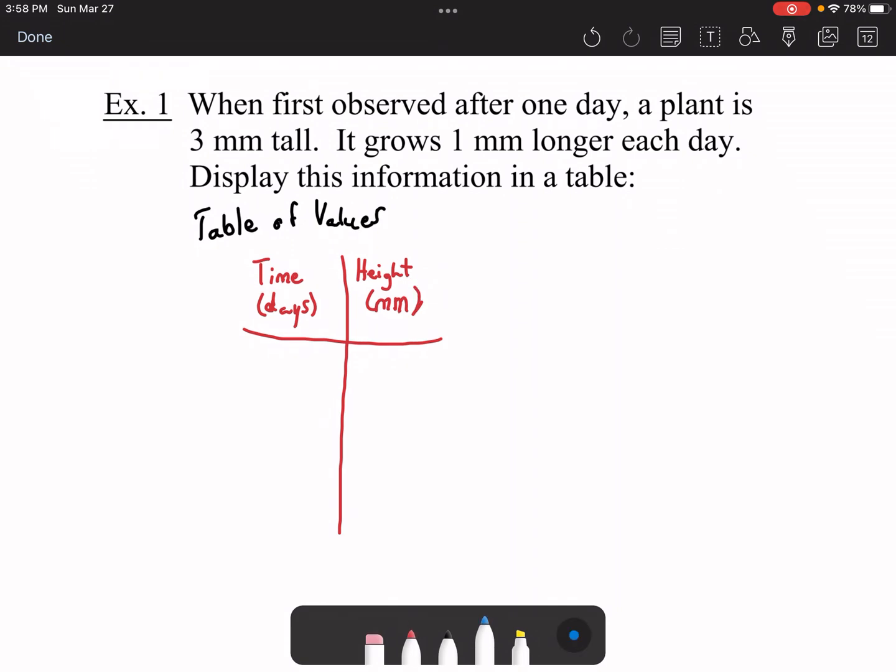So let's say the time starts at 0. My apologies. Time starts at 1. On the first day, you already know it's 3 millimeters tall. On the second day, you notice that it's 4 millimeters tall. On the third day, you know that it's 5 millimeters tall, and so forth and so on. So you don't have to keep listing every single possibility. You just list this number of possibilities right here, and you take that information. So again, this is called a table of values.